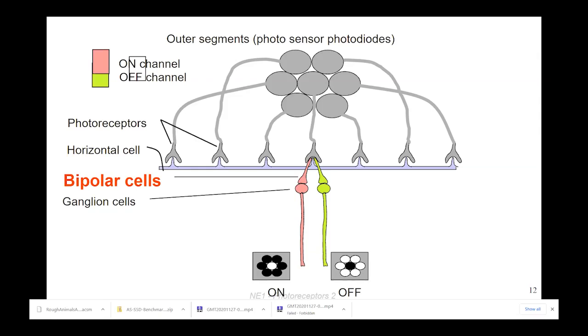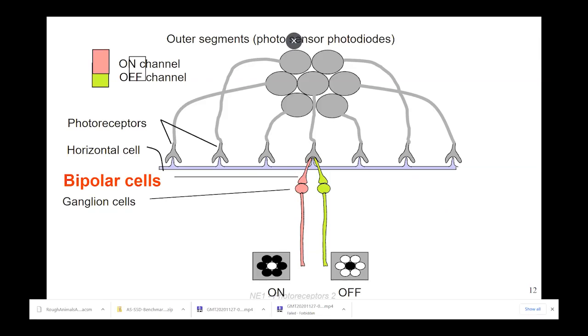The diff pair, if you take a diff pair and hook it up so that one input to the diff pair is the photoreceptor and the other input is the bipolar cell, then you'll get two outputs, right? I'll just draw it here. Do you see the laser pointer?